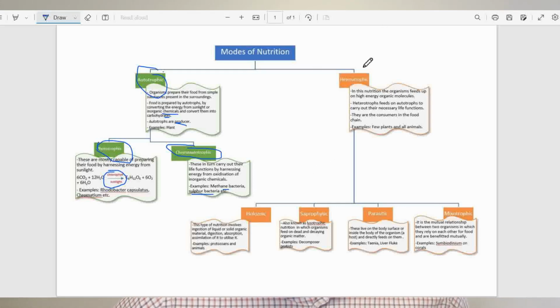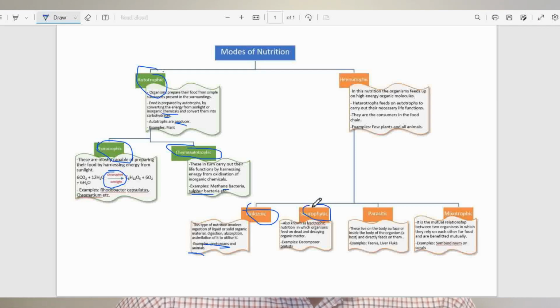Now let's look at heterotrophic nutrition. In the case of heterotrophic nutrition, the organisms feed on autotrophs because they cannot produce their own food. And in this case, it could be holozoic. In holozoic nutrition, that involves the ingestion of liquid and solid organic material, and digestion and absorption takes place within the body, and then the nutrient is utilized. Example, you have the protozoan, and 99% of animals are holozoic. Now, what you should remember about holozoic nutrition is that digestion, absorption, and assimilation takes place within the body.